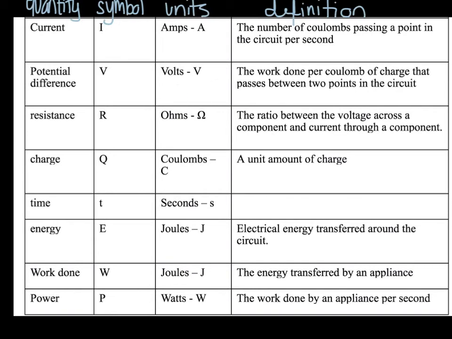And be really careful because, for example, here, the symbol for work done is a W, but the unit of power is watts, and that's a W. And it can get quite confusing. Some people get confused about the I being the symbol for the current.